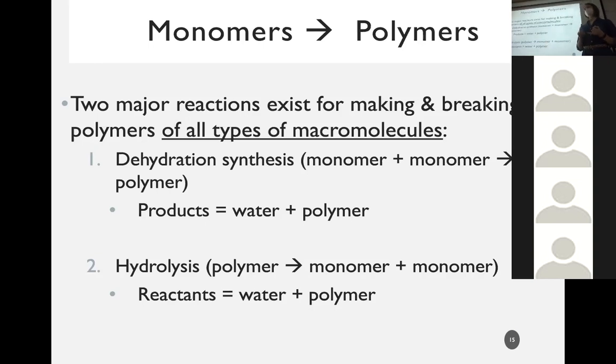So definitely know what the products of dehydration synthesis and hydrolysis are, as well as the reactants. If you look up here, the reactants would just be the monomers, right? So you're taking the monomers, putting them together, that results in water and a polymer. Here we have water plus a polymer, and you end up with the monomers.